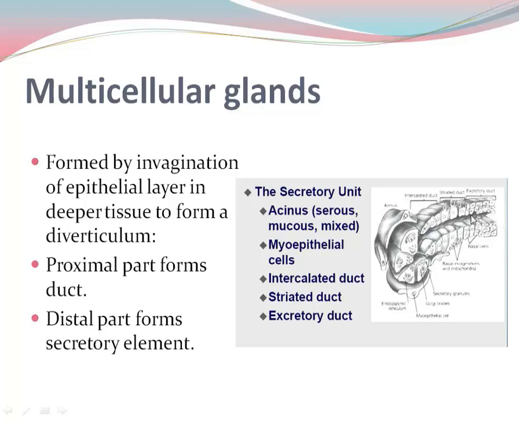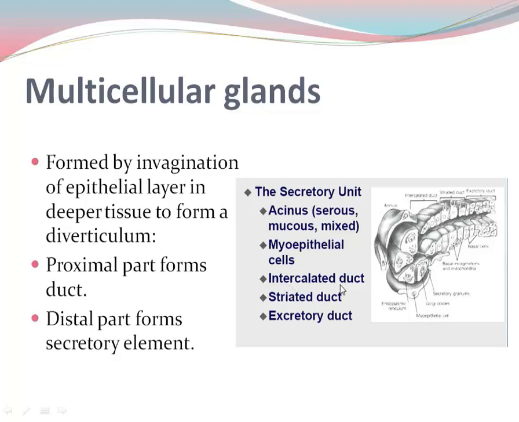The initial part of the diverticulum forms the duct system or tube system, and the distal end forms the main secretory element. The secretory unit, for example, is an acinus. An acinus is a group of gland cells which produce secretion in their lumen, and that gets transferred through the ducts. For exuding their secretion they require a lot of muscle in their cellular portion, so these epithelial cells are myoepithelial cells.